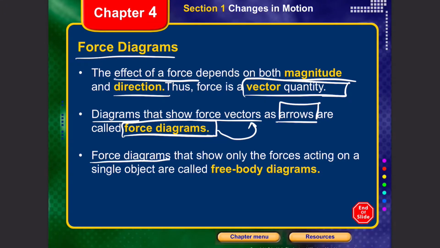Remember this again: when force diagrams are drawn in such a way that we are only showing the forces acting on one single object, we call them free body diagrams. So free body diagrams are force diagrams that show only the forces acting on a single object.